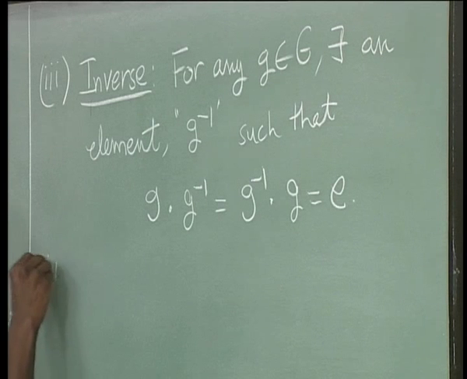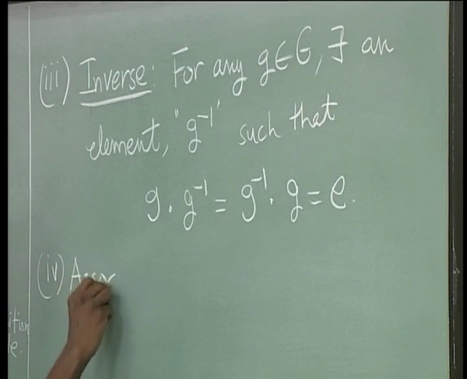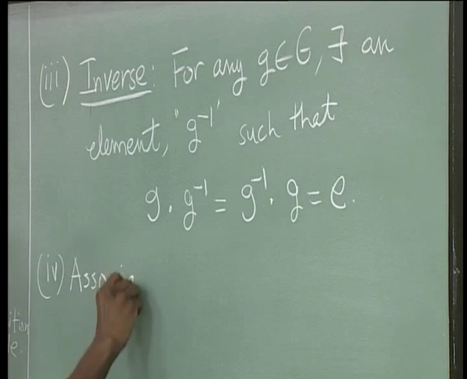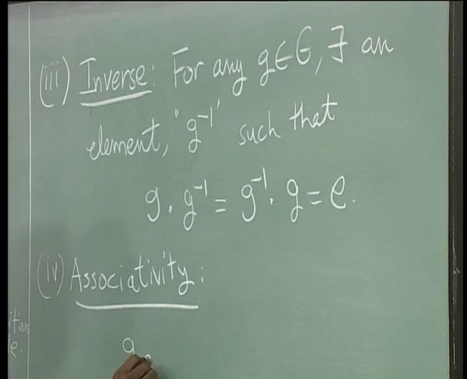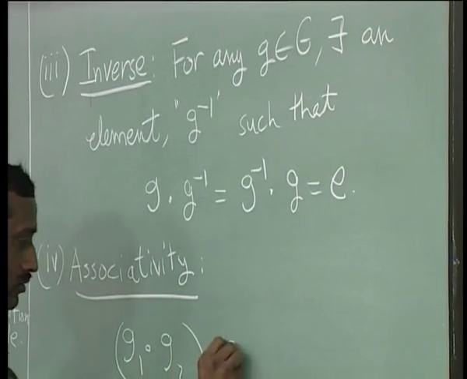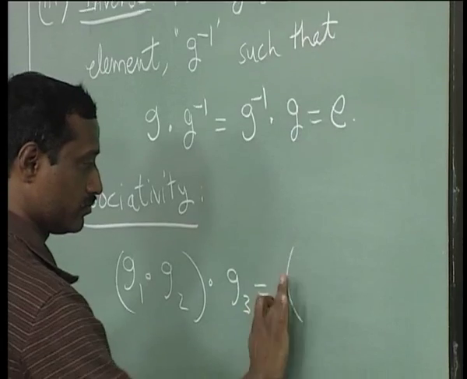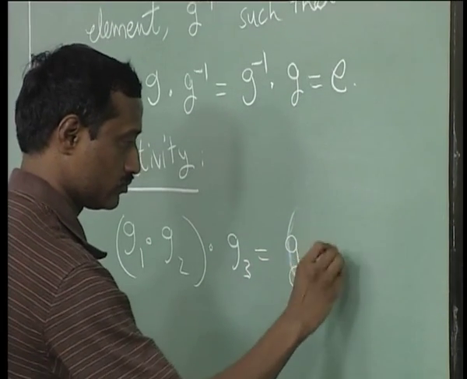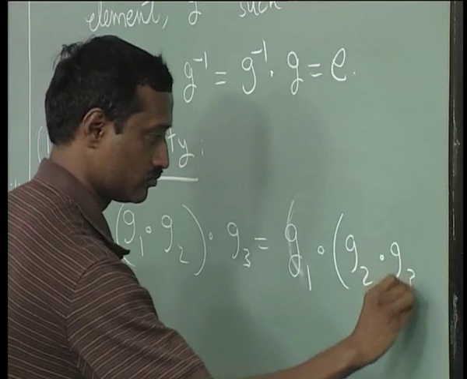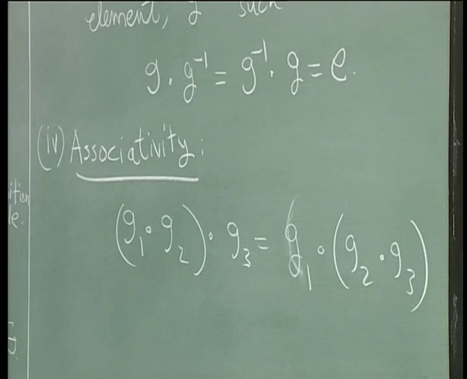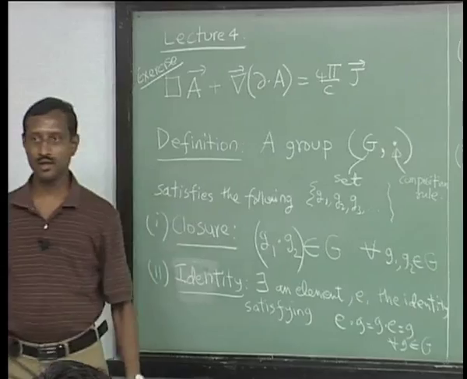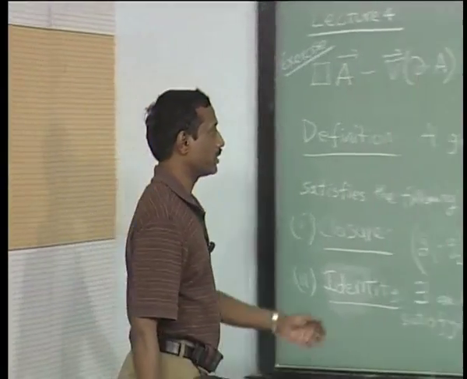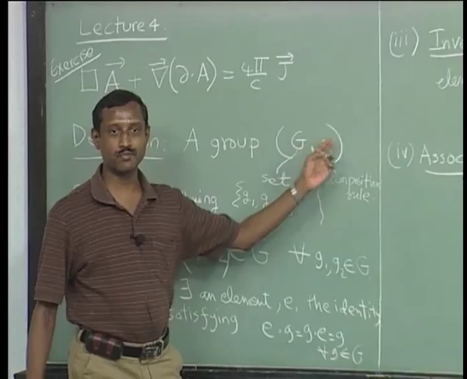And the last one is associativity. So, the composition rule, okay. So, if you are given a group, it is not enough to be given a set, because the operation is important, you need to check both of them.